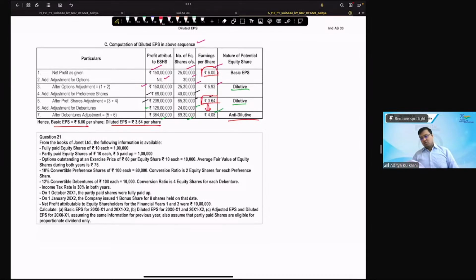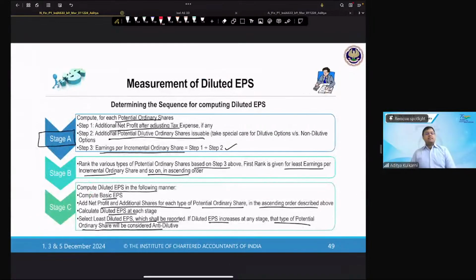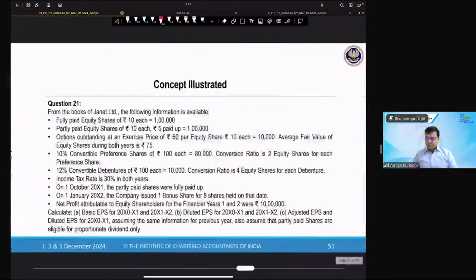Perfect. Yes, sir. We have understood everything as far as the methodology is concerned for the purposes of determining the sequence for computing diluted EPS. Okay. That is done. This is also done. All right. Fine.